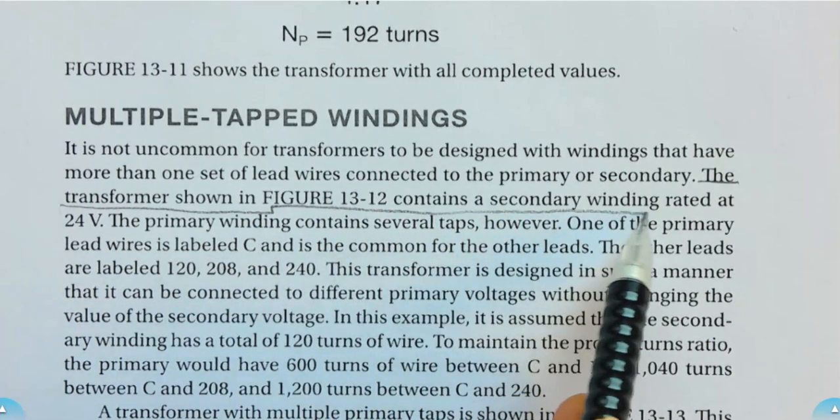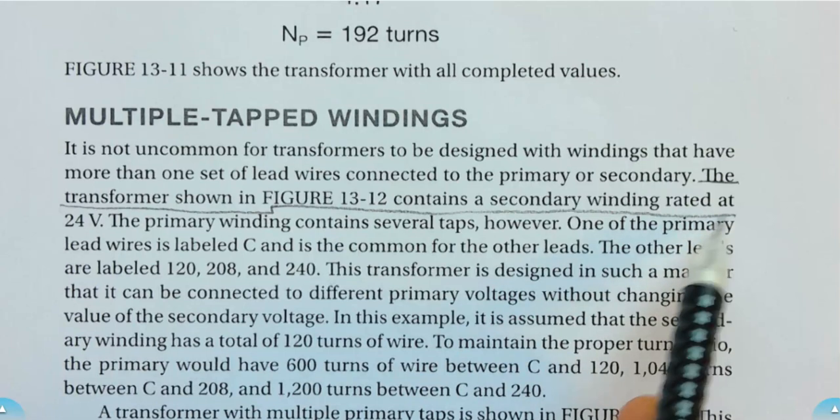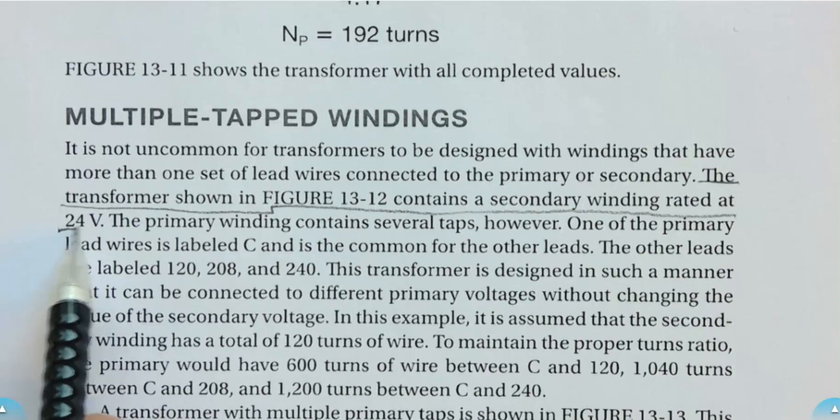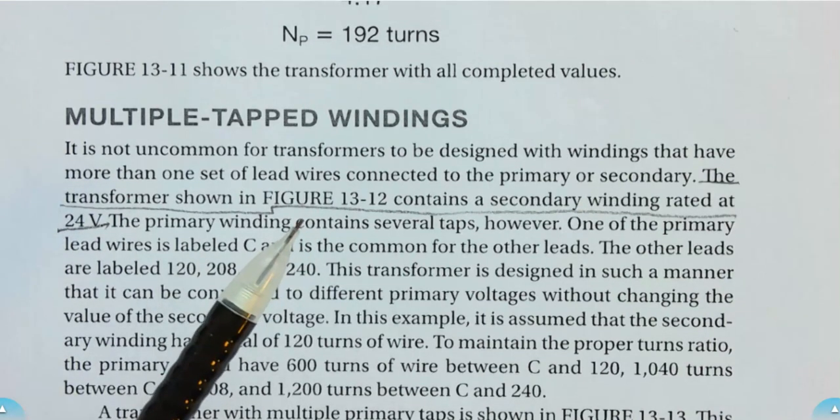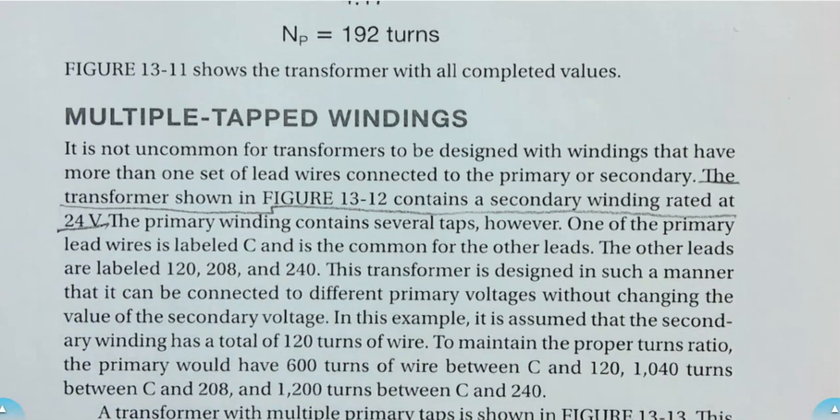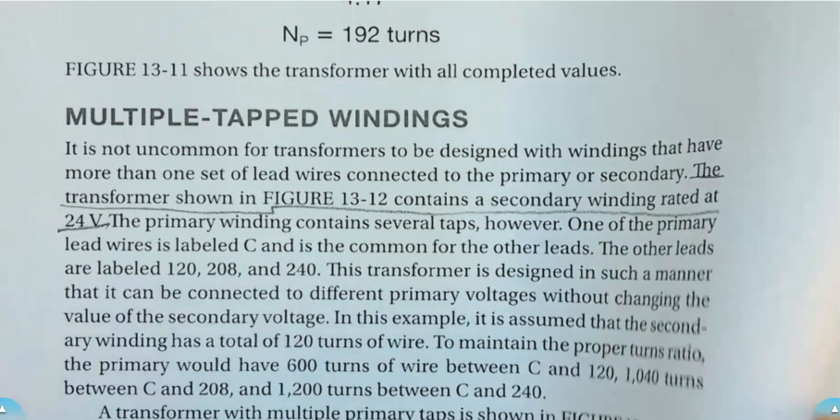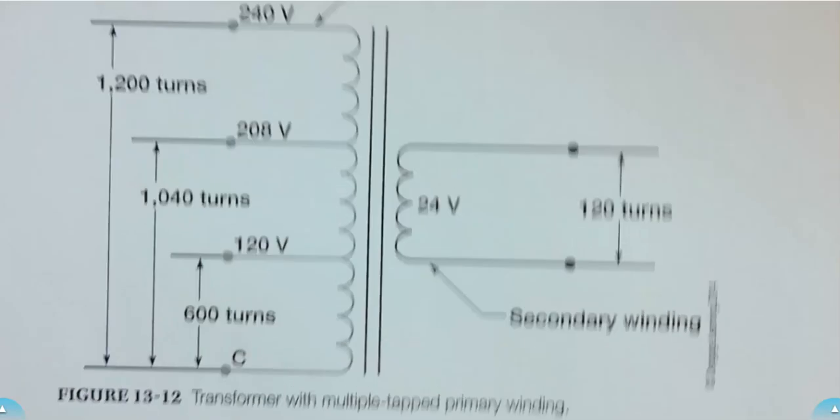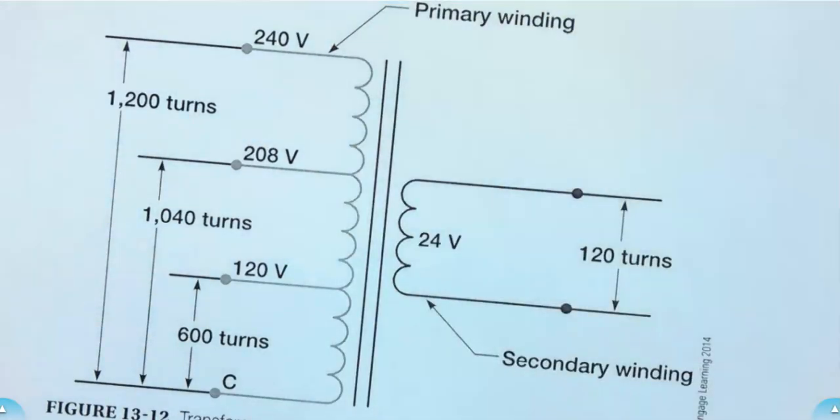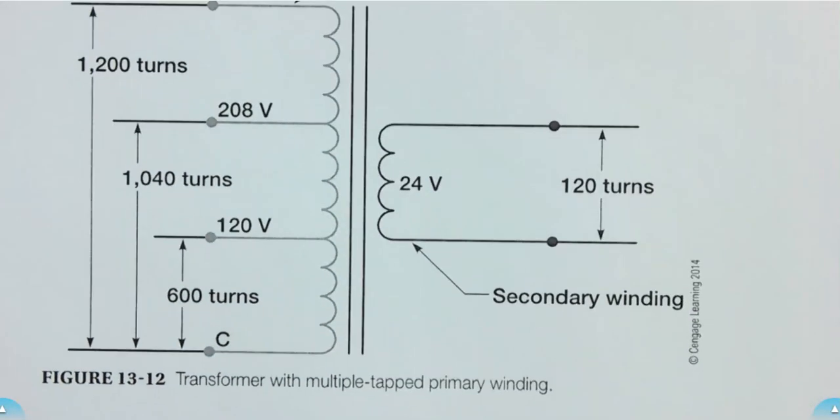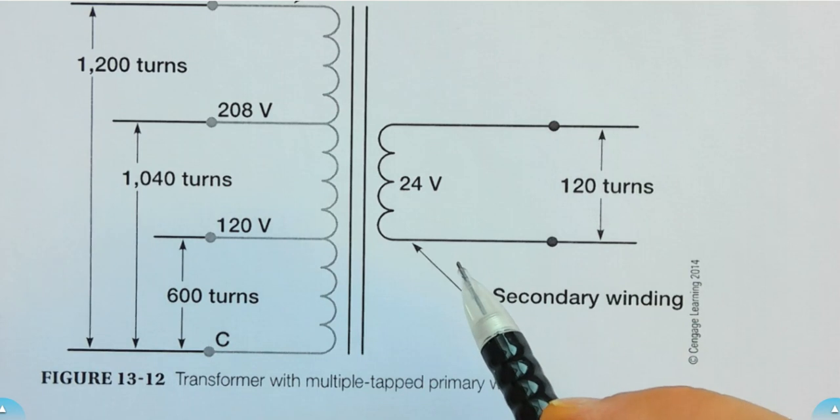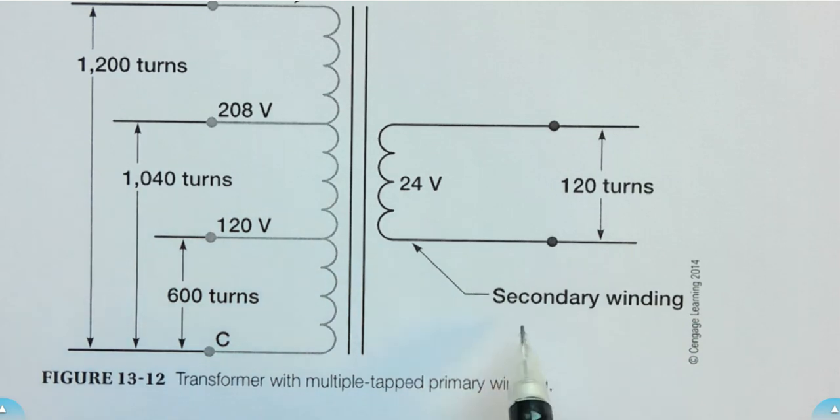a secondary winding that is rated at 24 volts. Okay, so let's see this figure and let's take a look at what this figure means. If you take a look, guys, at figure 3-12, you can see this figure, for example.